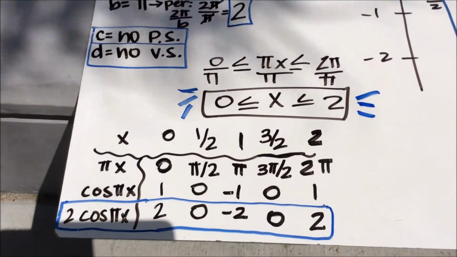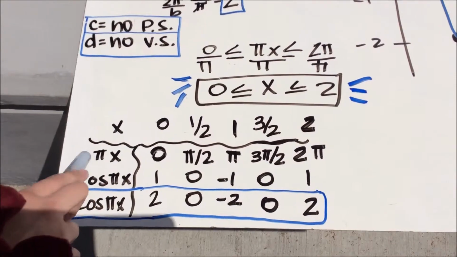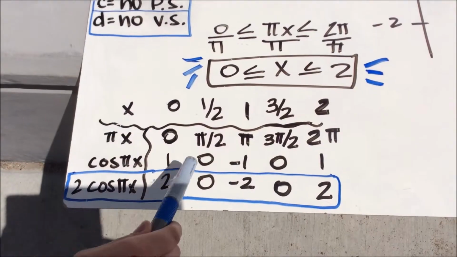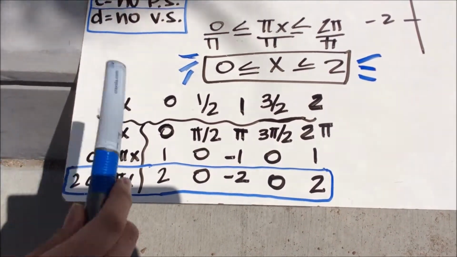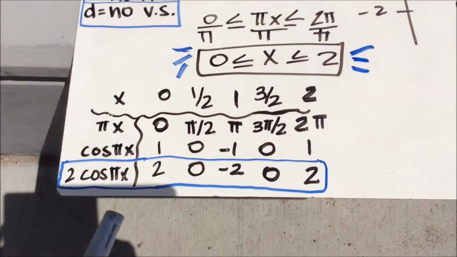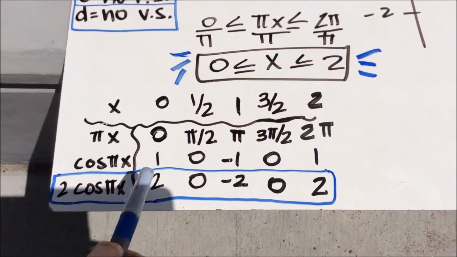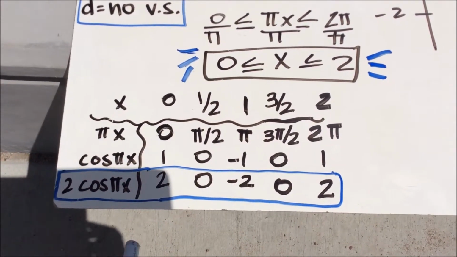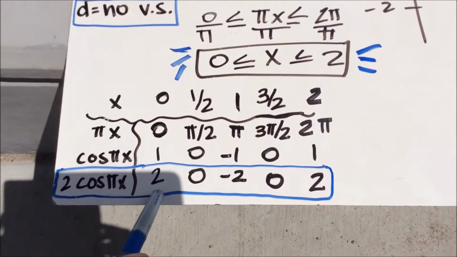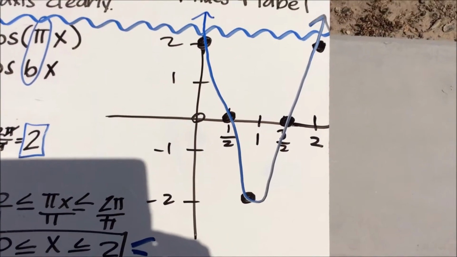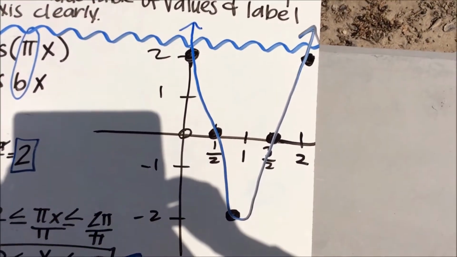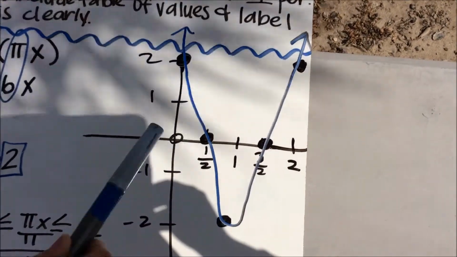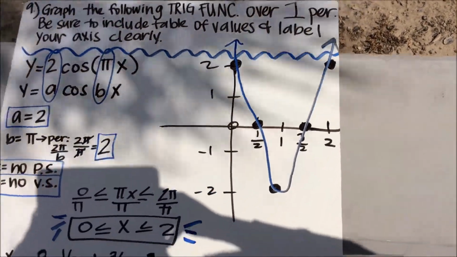And this is our table of values right here. So all you have to do is multiply pi with x. So pi times 0 is 0, pi times 1/2 is pi over 2, pi times 1 is pi, pi times 3 over 2 is 3 pi over 2, pi times 2 is 2 pi, and then cosine of pi x is 1, 0, -1, 0, 1, and that's how we got this table of values. And then we plotted this on the graph above here. So these are our points. So for 2 cosine pi x, it's 2, 0, -2, 0, and 2, and that is y equals 2 cosine of pi x.